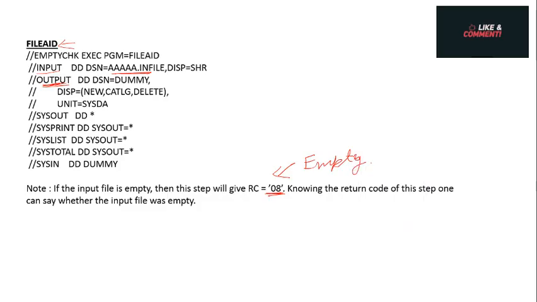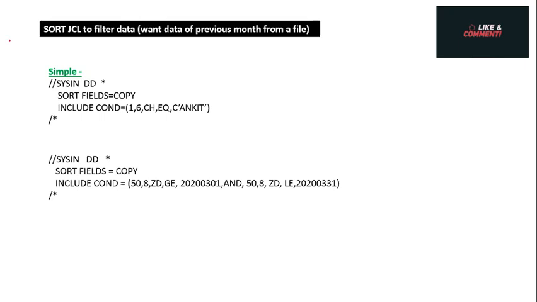Okay guys, now let's go to the next question. The interviewer asks: write a sort JCL to filter data, where you want data of the previous month from a file. Everybody knows the simple answer for that: we will use this control card, SORT FIELDS=COPY, INCLUDE COND=(1,6,CH,EQ,C'Ankit'), if we want to find Ankit in a file at position 1.